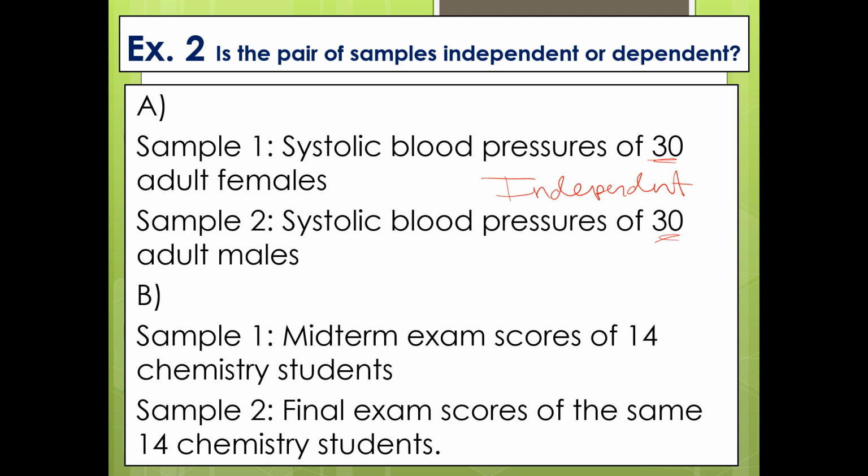Now, in part B, it says midterm exam scores of 14 chemistry students and final exam scores of the same 14 chemistry students. So basically, this teacher wanted to see how did this student do on the midterm versus how did they do on the final? Obviously, they're going to compare that student to that same student on the midterm and the final. It makes no sense for me to look at one of your grades on the midterm and then someone else's grade on the final and compare those, right? So we're looking at the same student paired with themselves on the midterm and the final.